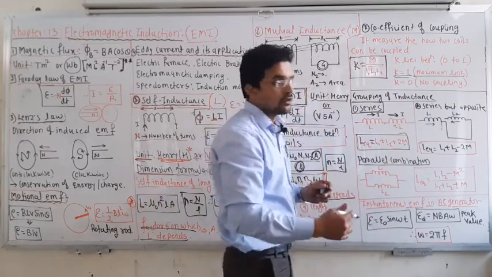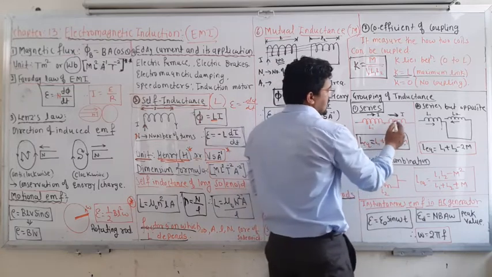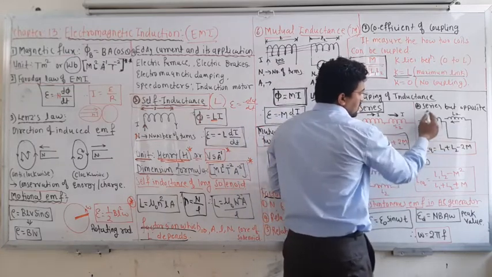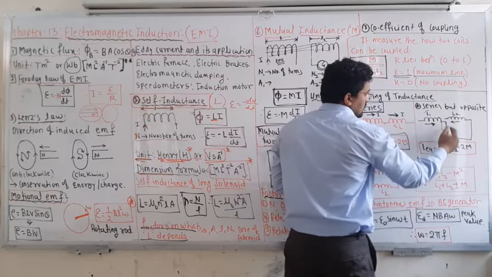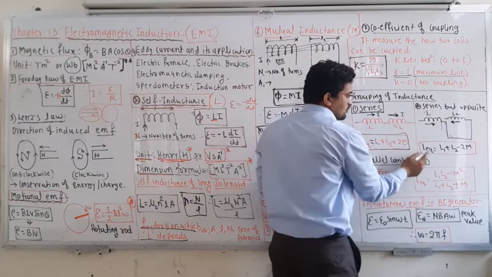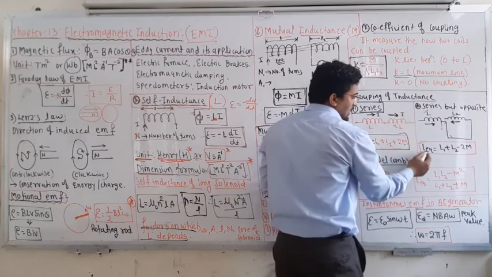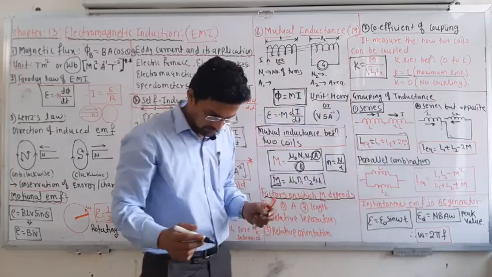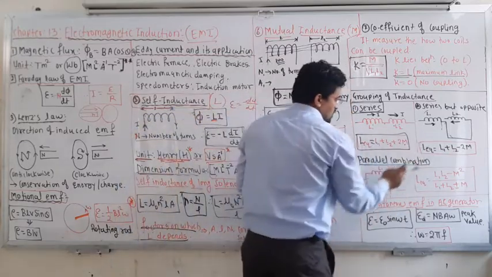and M is nothing but the mutual inductance between the coils. Okay, but sometimes the current can be reversed in the second coil. In this diagram you can see that in this coil the current is moving in this direction, but in this coil the current is moving in the opposite direction. So in that case the equation will be a little bit changed. L equivalent is equal to L1 plus L2 minus 2M. Okay, so remember these two equations.